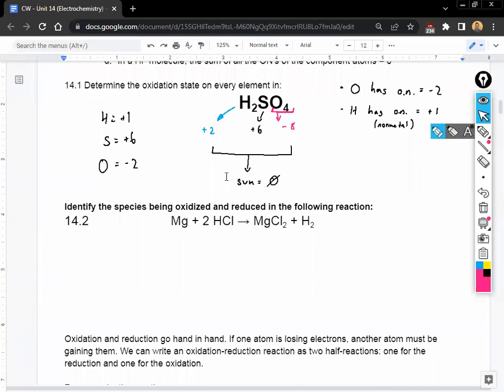Okay, so if you guys take a look at magnesium, let's start on the left side. What is the oxidation number for magnesium? Yeah, this is gonna be 0. And the reason why magnesium is 0 is because it's in its pure elemental form. And so when a metal is by itself, it's going to have an oxidation number of 0, okay? All right, let's move on to the next one, hydrogen.